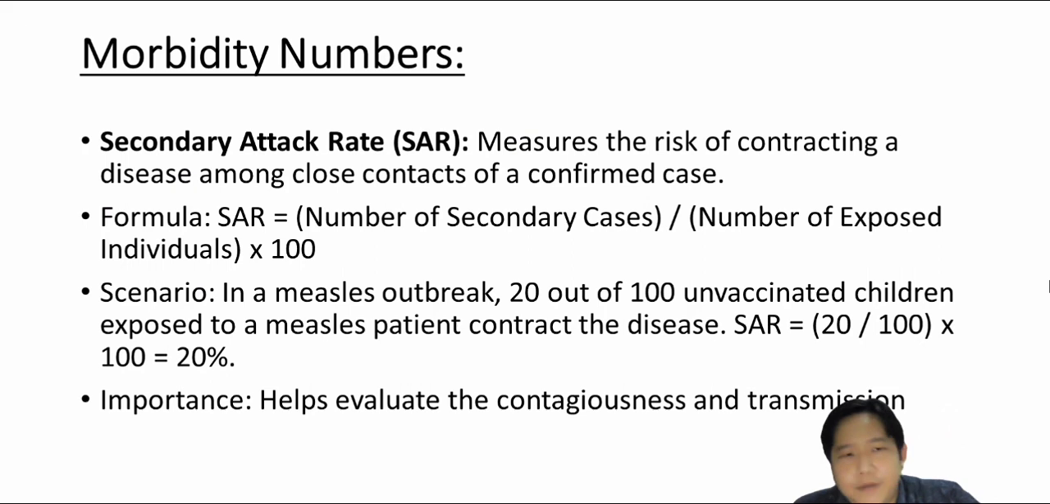Jadi, we give a scenario. In a measles outbreak, now the disease is measles, right? It is quite appropriate since this particular infectious disease is highly contagious, very easy to transmit from one person to another. In a measles outbreak, 20 out of 100 unvaccinated children exposed to a measles patient contract the disease. So what is the secondary attack rate? We can calculate it, and we find the secondary attack rate is 20%.